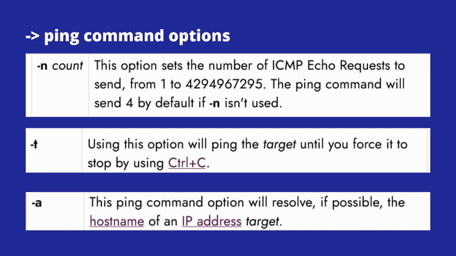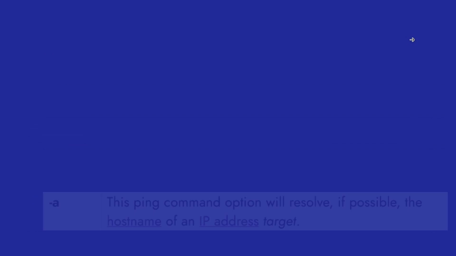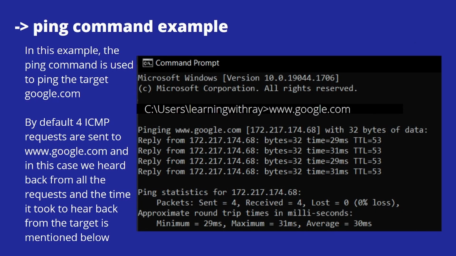-a: this ping option will resolve, if possible, the hostname of an IP address target. Ping command example. In this example, the ping command is used to ping the target google.com. By default, 4 ICMP requests are sent to google.com. In this case, we heard back from all the requests, and the time it took to hear back from the target is mentioned below.